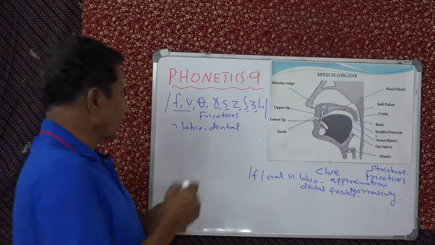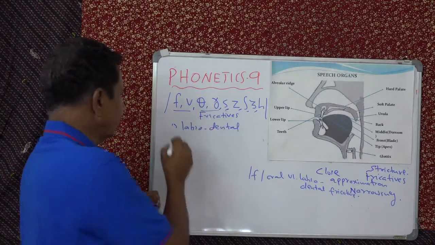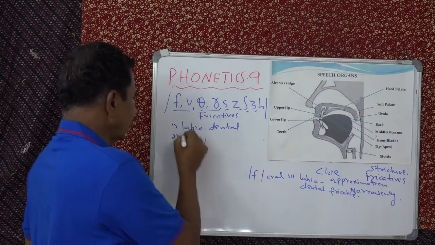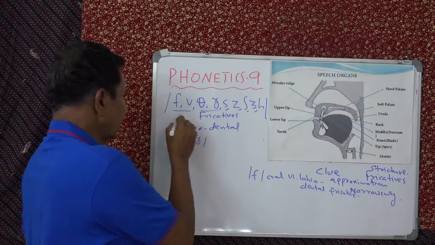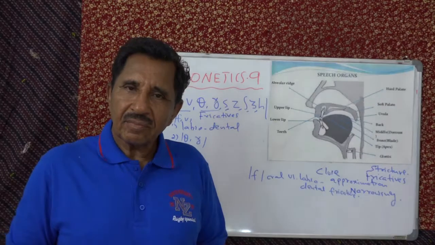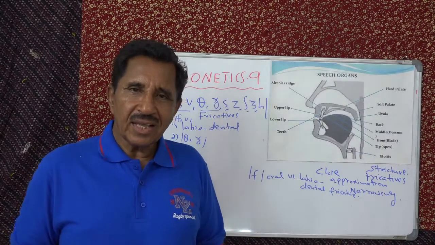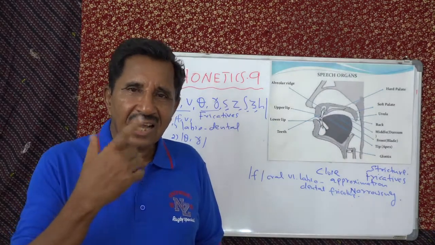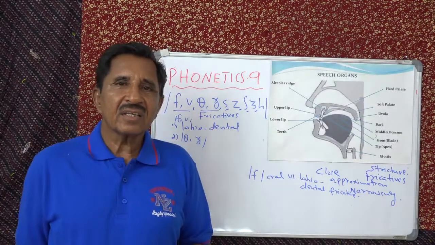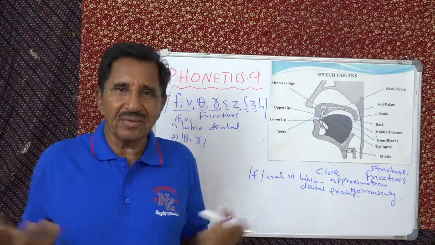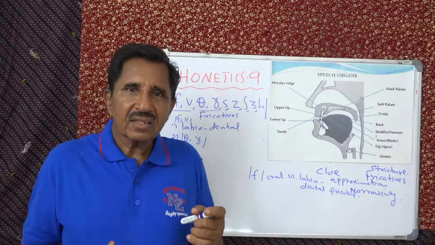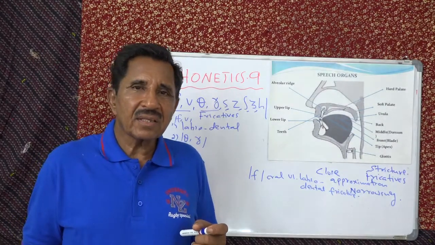Then let's see the second pair here. So here what happens, you can see, this is theta and eth. Here, the narrowing is done by the tip of the tongue and the upper teeth. So lips are free, lips are not doing any work. The movement is in the tongue, you can see, no? You can feel it.